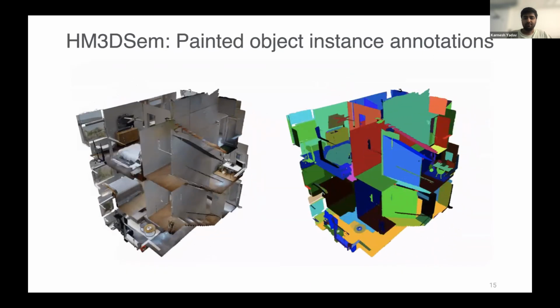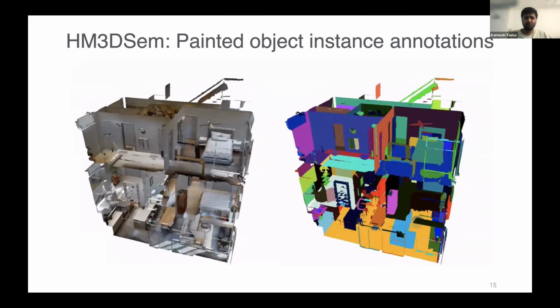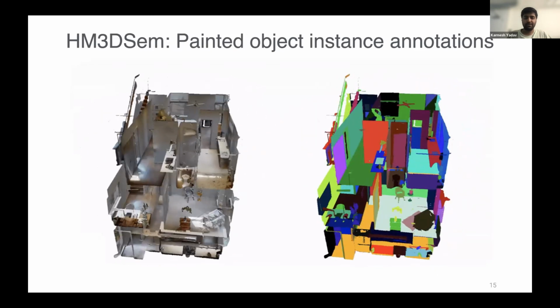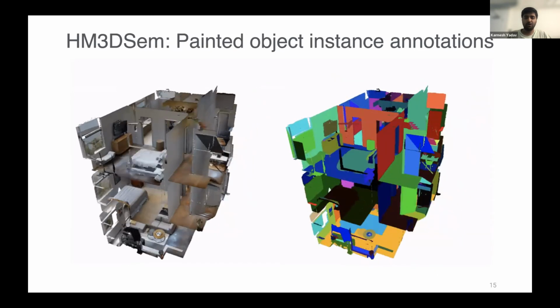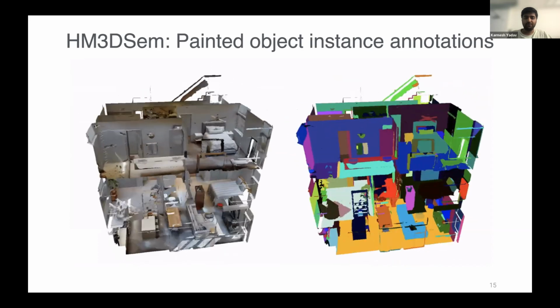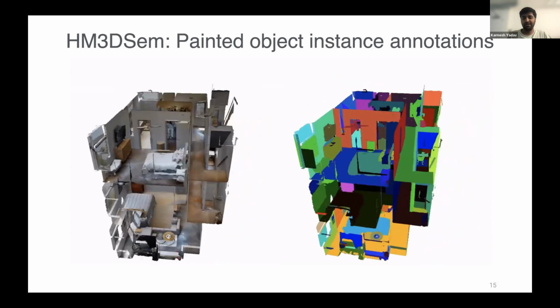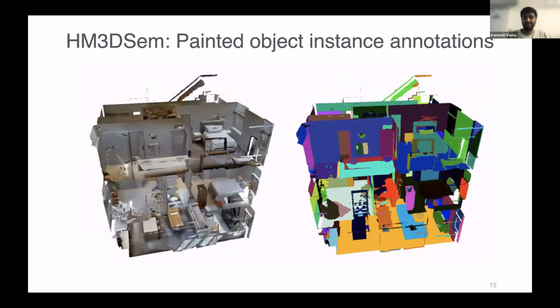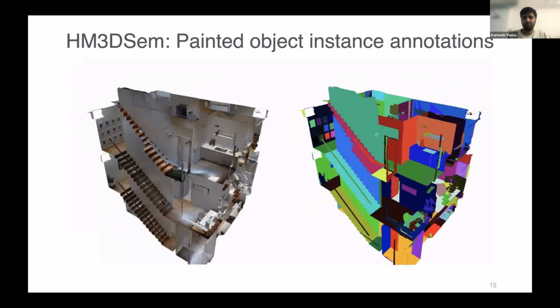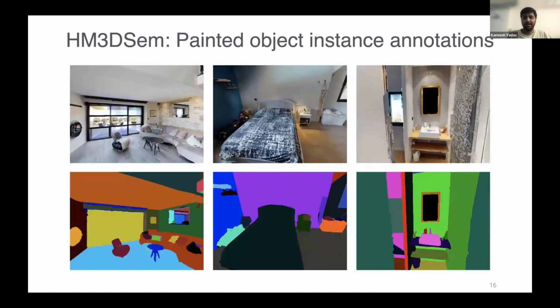Here is one of the scenes from the HM3D SEM dataset in a dollhouse view. On the left, you see the RGB render, and on the right, you see the instance annotation of the objects in the scene. Here are some images of the annotations from three different scenes.